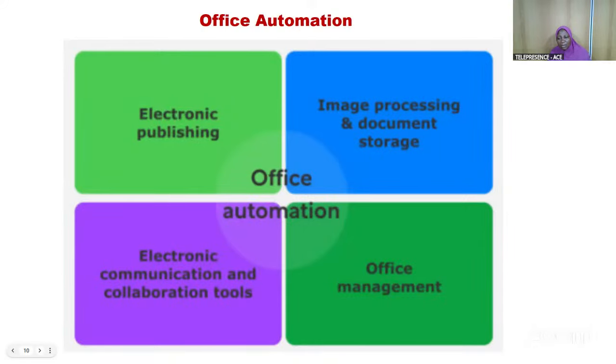If you look at the components that you have now on the screen, we have electronic publishing, image processing and document storage, office management, electronic communication and collaboration tools. These are the components of office automation.